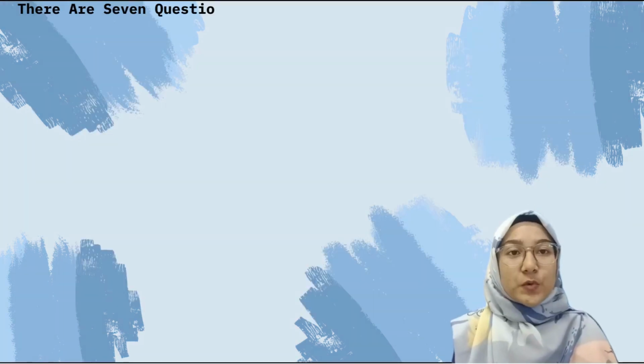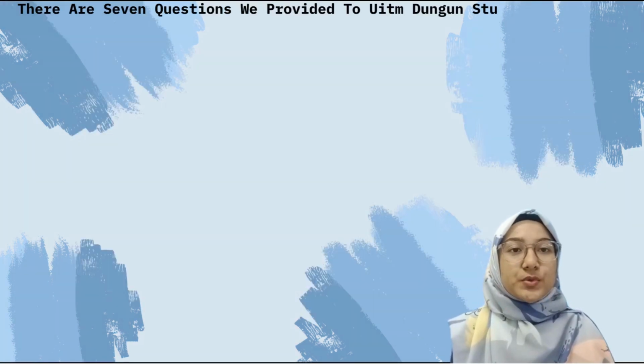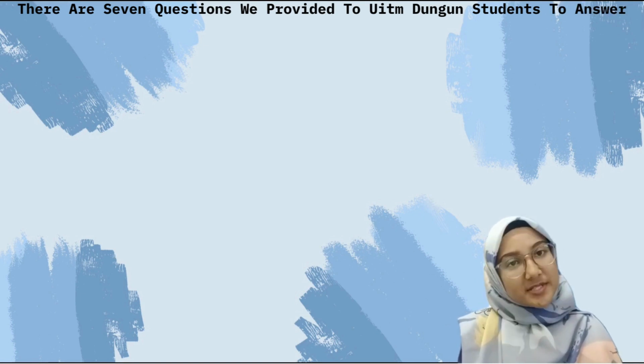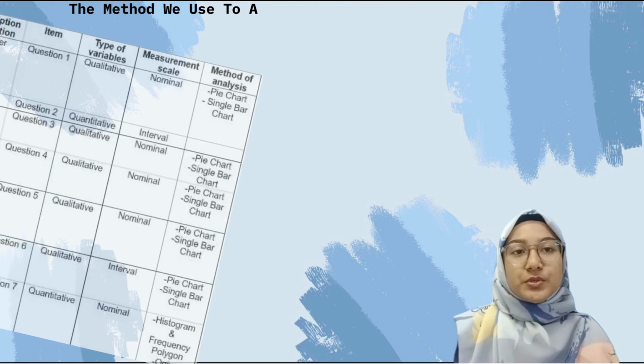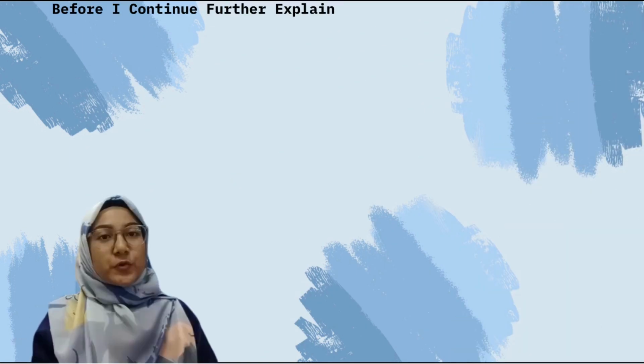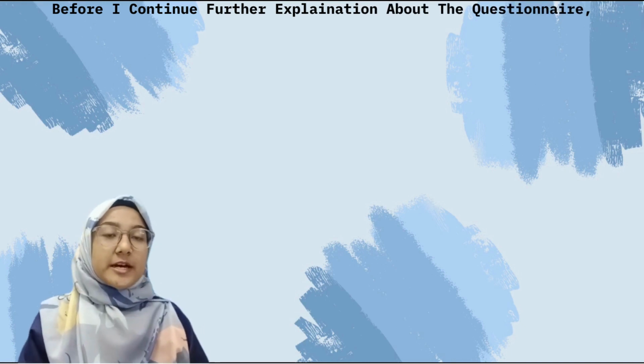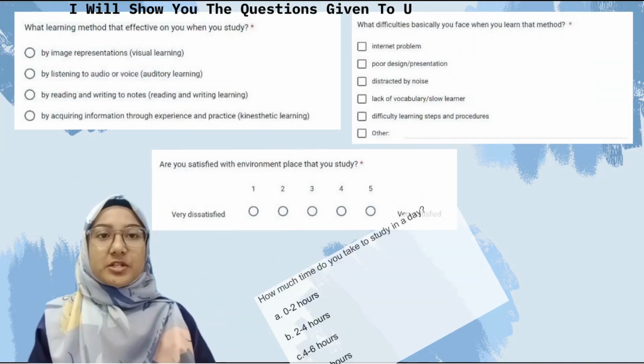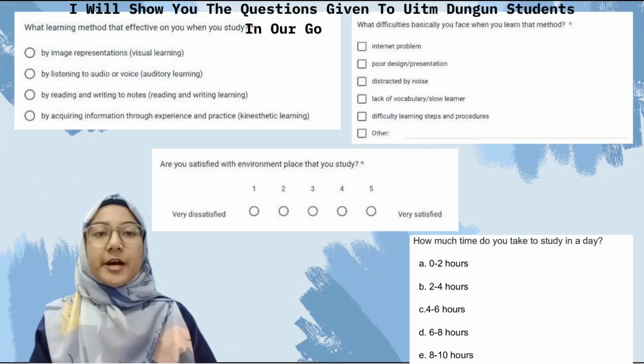There are 7 questions we provided to UiTM Dungun students to answer. The method we use to analyze the data are as the table here. Before I continue further explanation about the questionnaire, I will show you the questions given to UiTM Dungun students in our Google form.